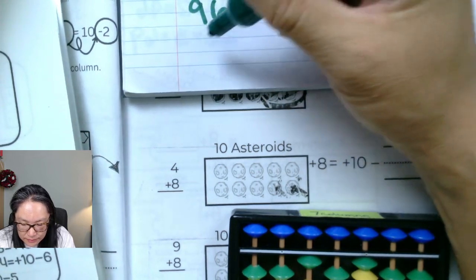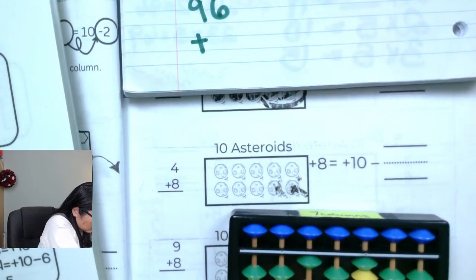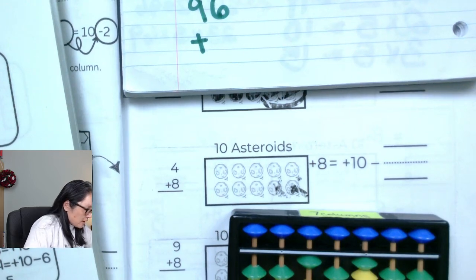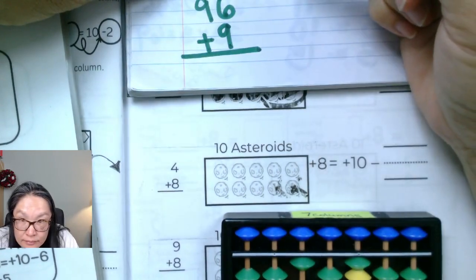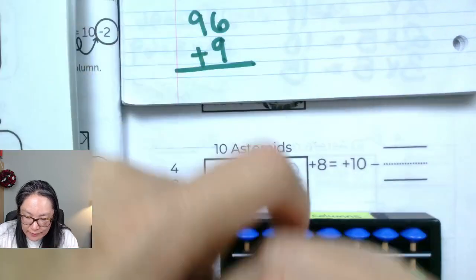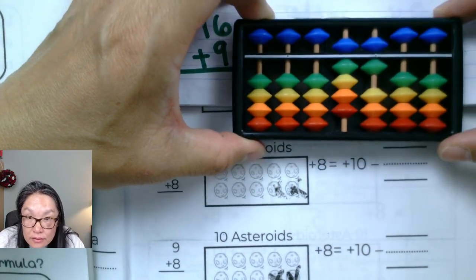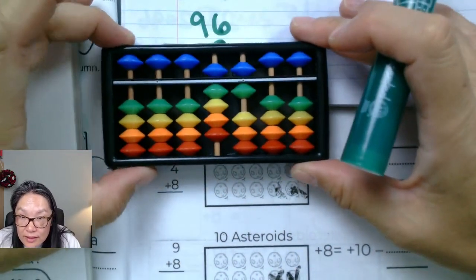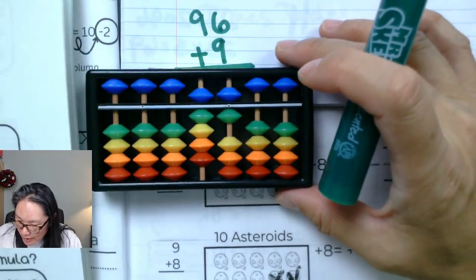96 plus 9. Let's do 96 plus 9. So we do 90, we do 6. Right? That's what it looks like, 96. Now we're going to plus the 9. Do we remember how to plus the 9?